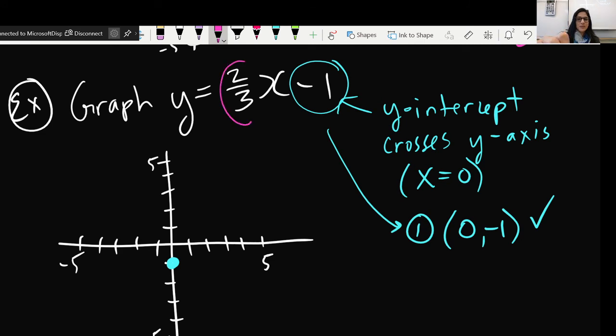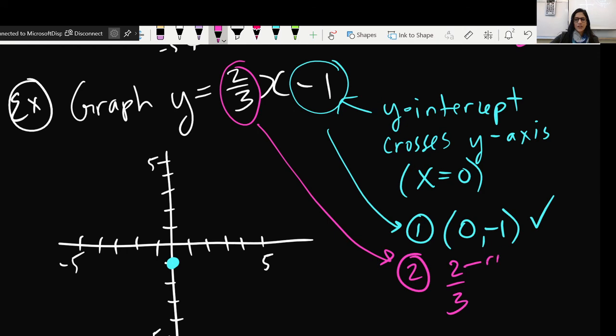Step number 2 is taking our slope here and taking the set of directions. So if the slope is rise over run, I'm going to do that. It's 2 over 3. So that would be the rise and that would be the run. So from my first point that I drew, if the rise is 2, where do I go? Like in what direction and by how many? From here. Yeah. Up 2. So I'd go 1, 2 up to there.